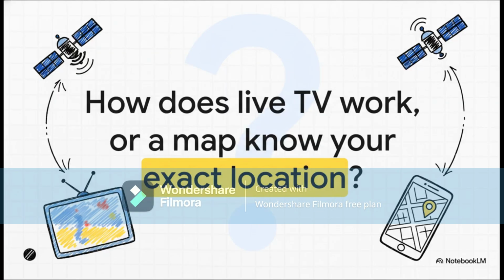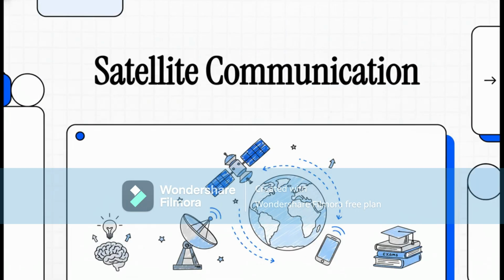Ever wonder how a live cricket match happening halfway across the world just pops up on your TV screen, like instantly? Or how about your phone? How does it know your exact location right down to the street you're standing on? I mean, it seems like magic, right? But it's not. It's actually some seriously cool science. So let's dive right in.